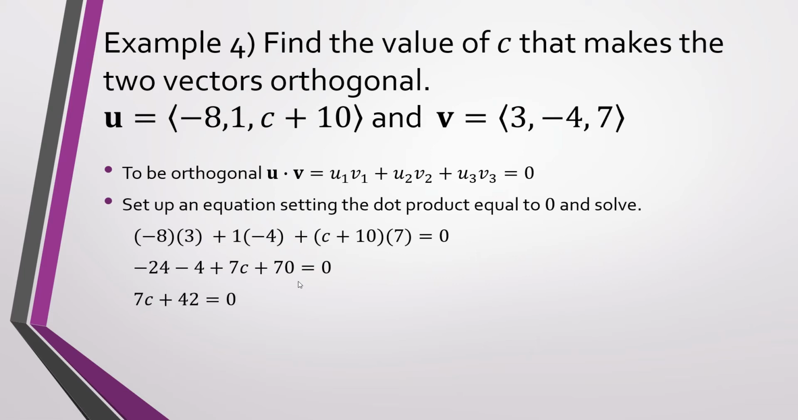We do a little bit of simplifying. Now we have 7c is equal to 42. You could subtract 42 from both sides to get 7c is equal to -42. And if you divide by 7, c is equal to -6.